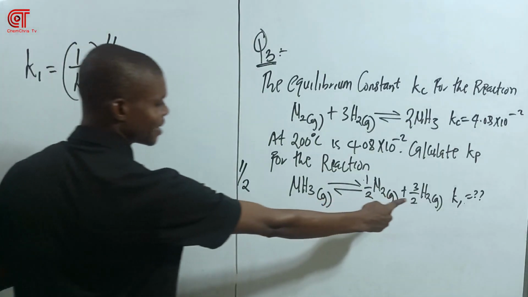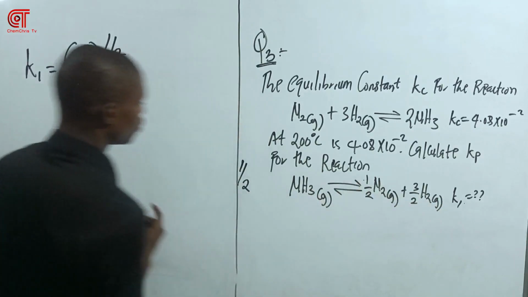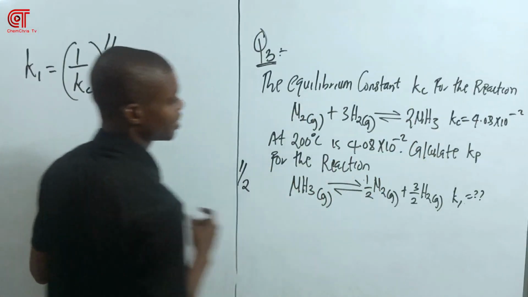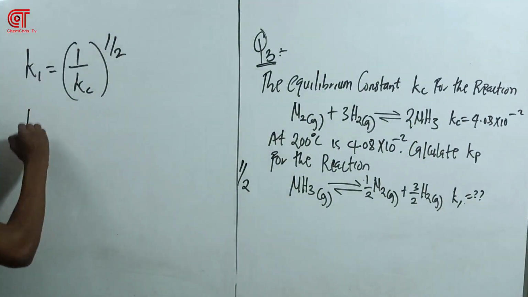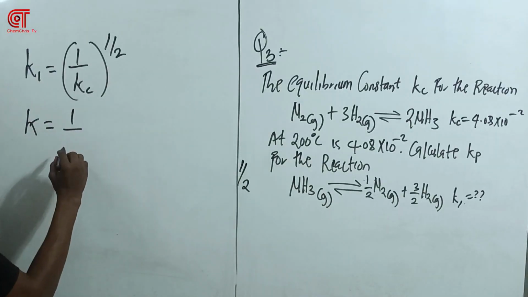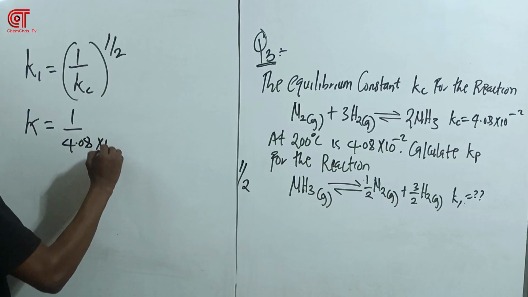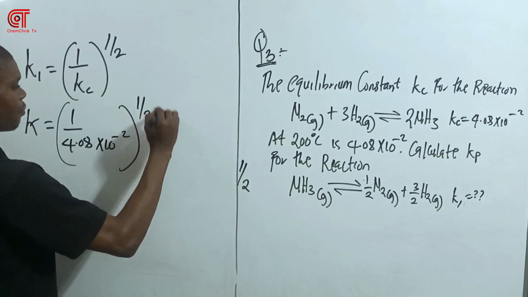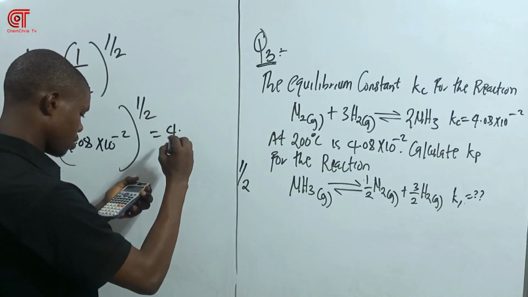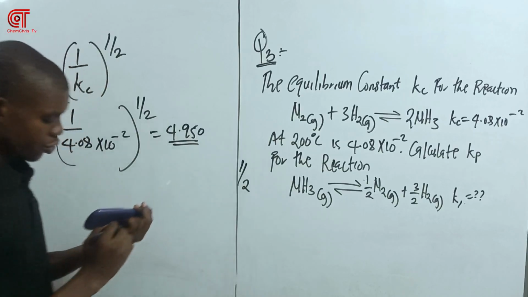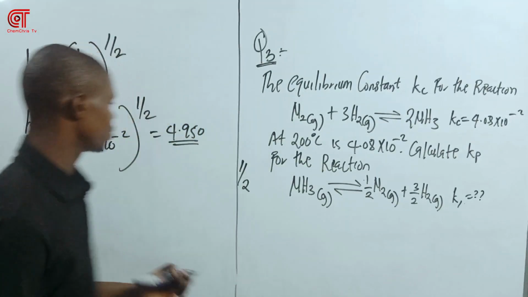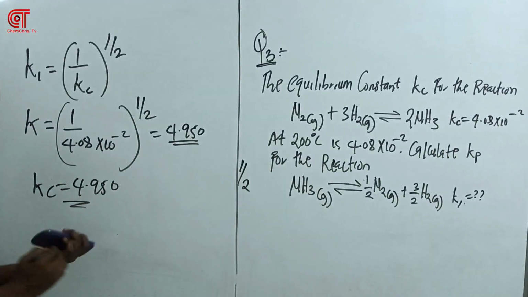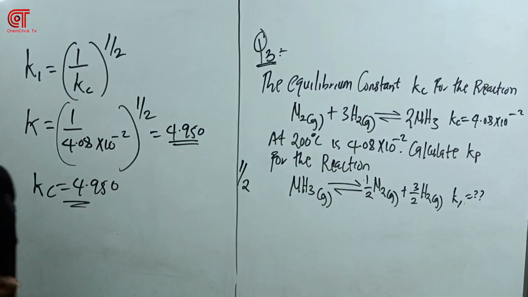Do you get that? So my K of this reaction here, remember my K for this one here is 4.08 exponential minus 2. So here I can say K equals 1 over 4.08 exponential minus 2, which is 4.950. Do you get? So then my new KC for this reaction, KC equals 4.950.